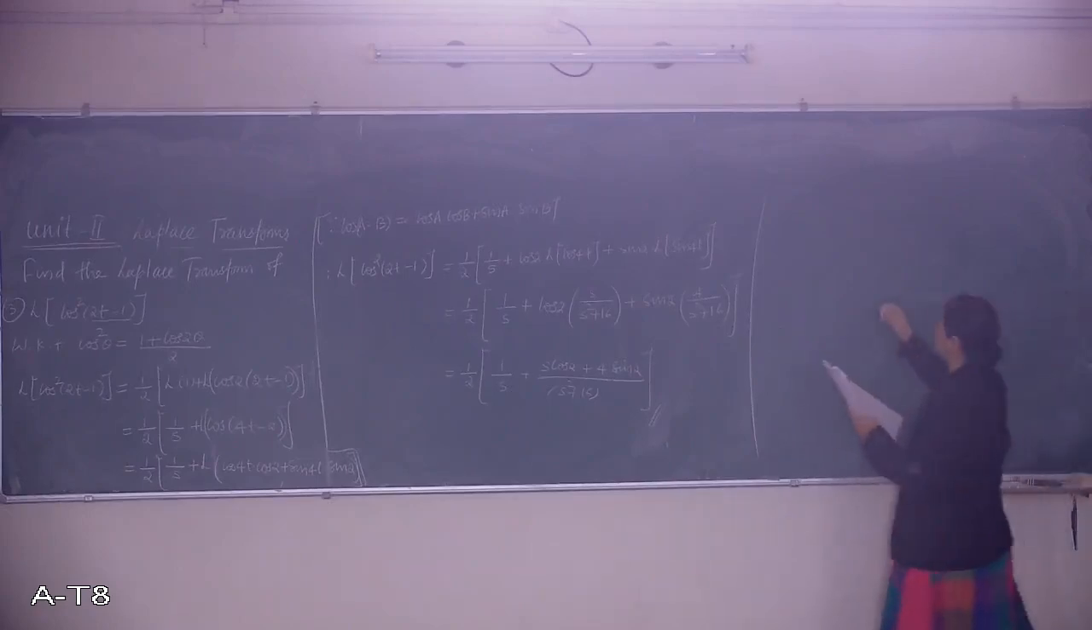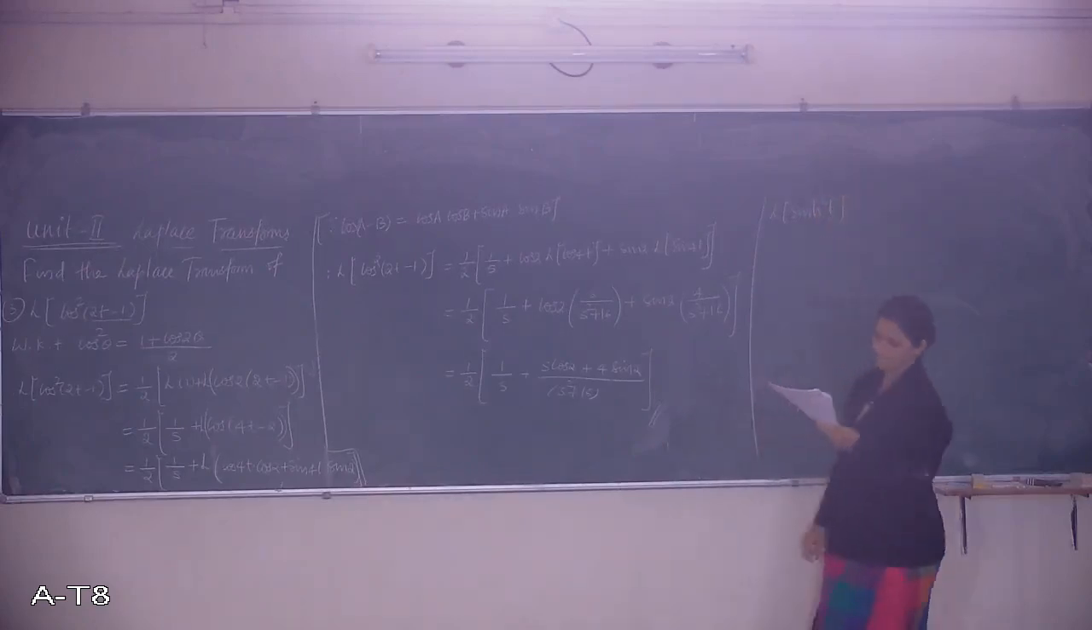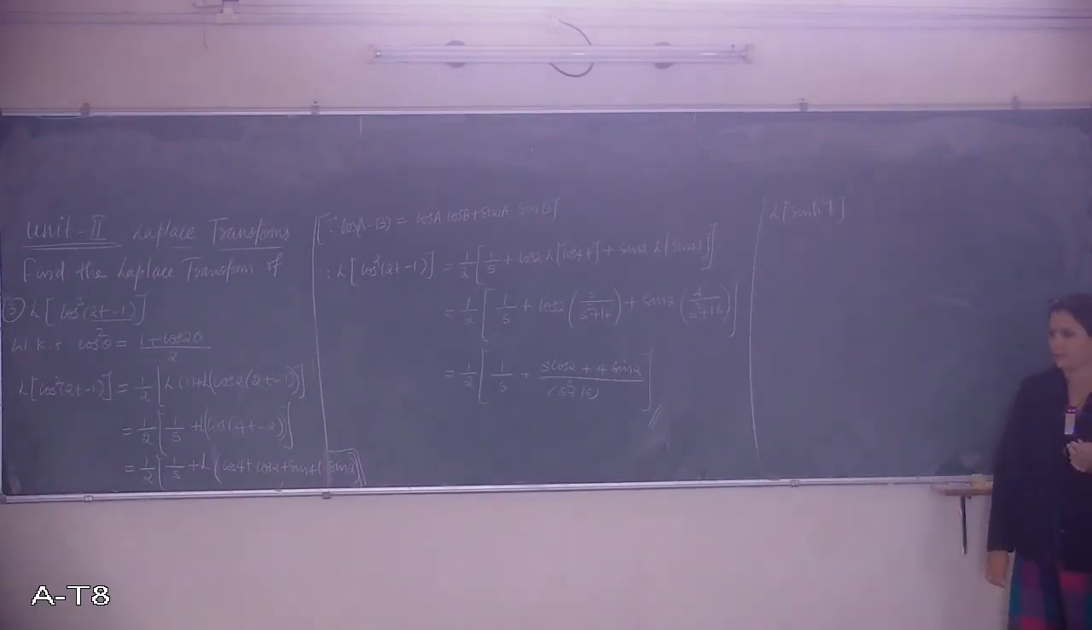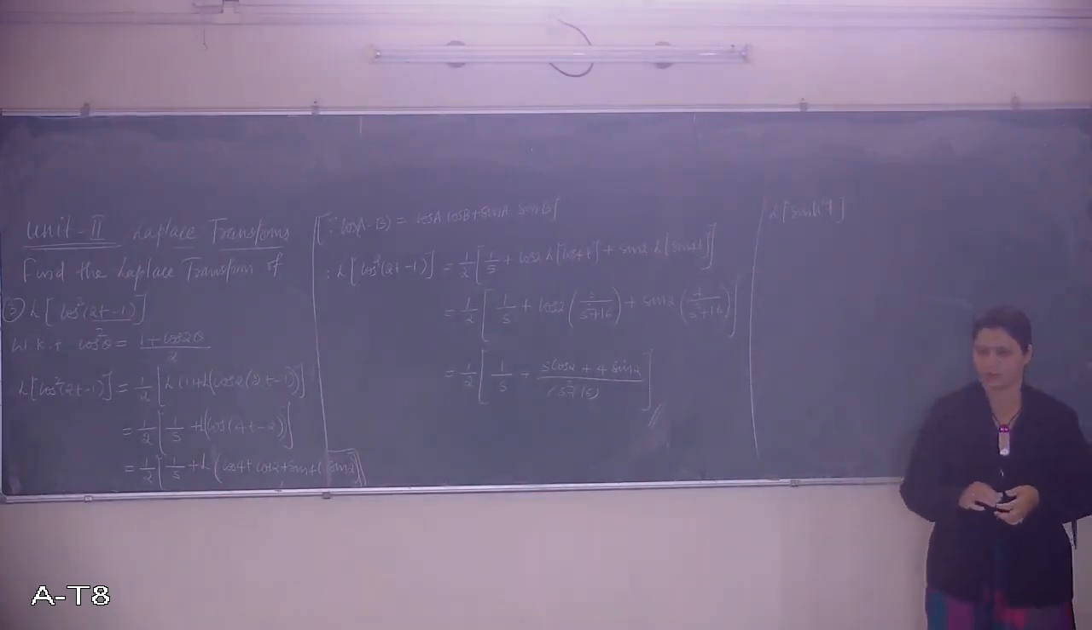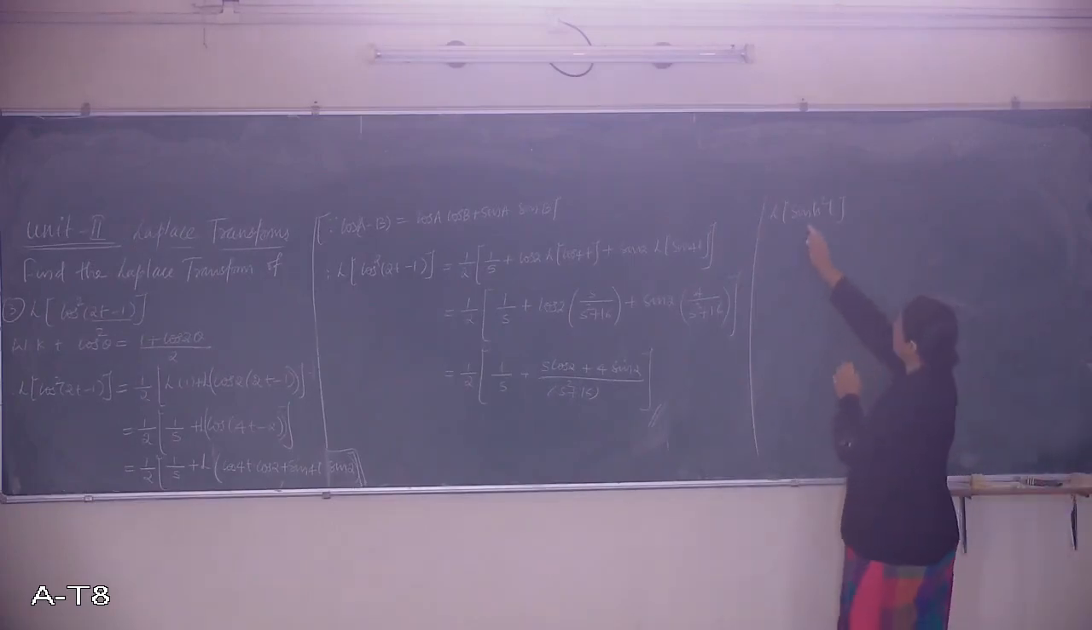Find Laplace transform of sine hyperbolic square t. Okay, now how are you going to do it? So first, express the hyperbolic function into its exponential equivalent, then take its square.